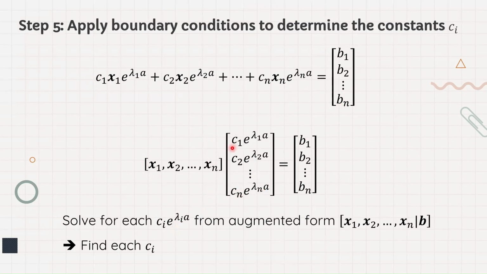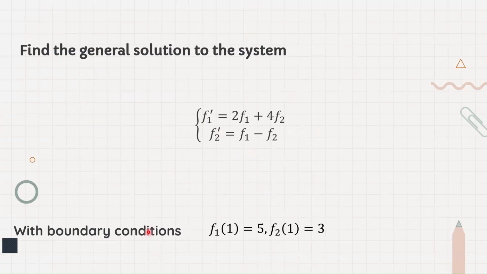We can solve for each of these entries from the augmented form of this one, and then we can find the constant after that. So for example, if we want to find a general solution to the system, the derivative of f1 equals 2f1 plus 4f2, and the derivative of f2 equals f1 minus f2, with the boundary conditions f1 at 1 equals 5 and f2 at 1 equals 3.